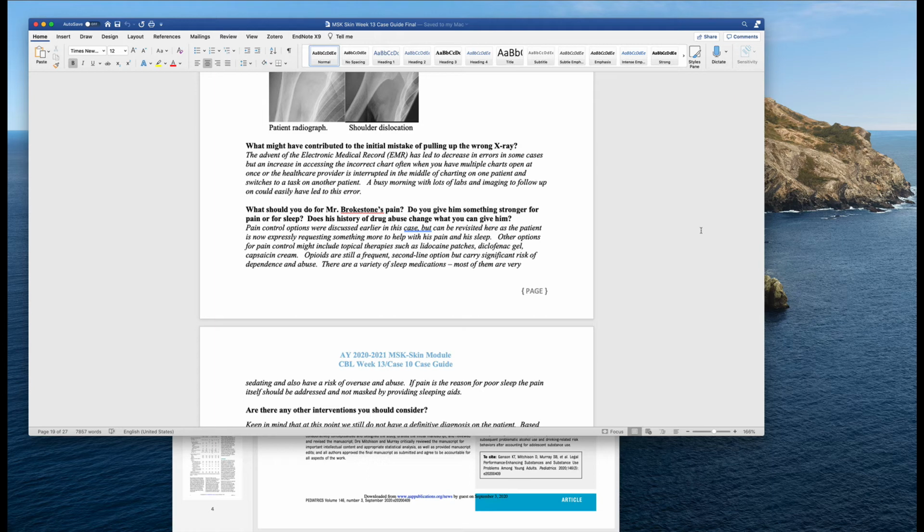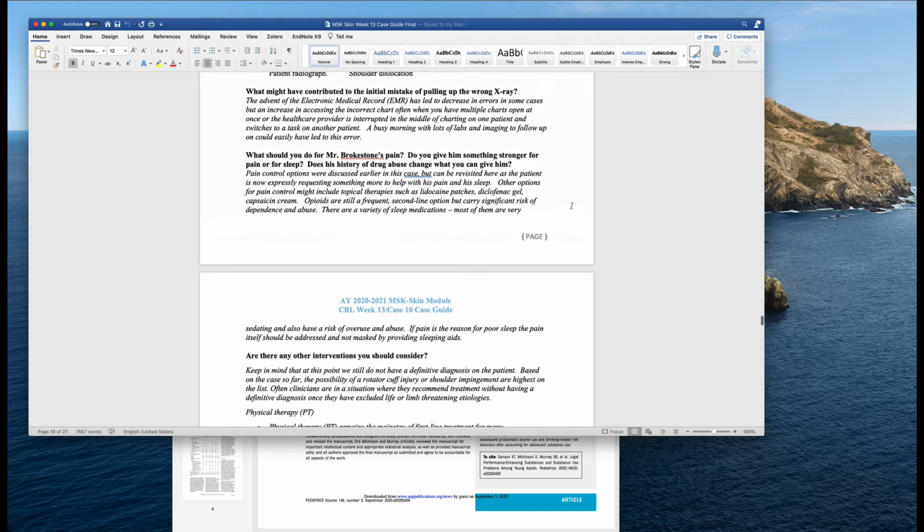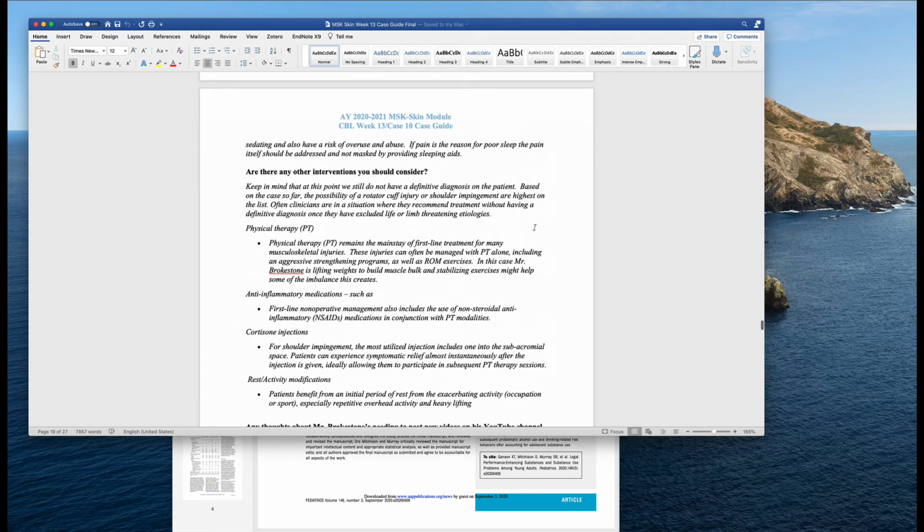Mr. Brookstone has now left 3 messages. What are the options for something stronger for pain and for sleep? Does his history of drug abuse that he admitted to during his first visit change your consideration about what you might give him? And then other interventions. So beyond just calling him in a script for a medicine, are there any other interventions that should be considered at this point?